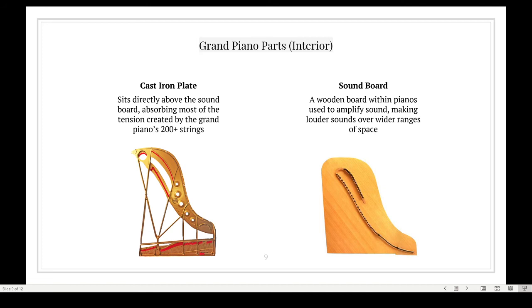Cast iron plates sit directly above the soundboard, absorbing most of the tension created by the grand piano's 200-plus strings. As mentioned previously, these iron plates were one of the inventions that were added during the Industrial Revolution. Finally, a soundboard is a wooden board within pianos used to amplify sound, making louder sounds over wider ranges of space.